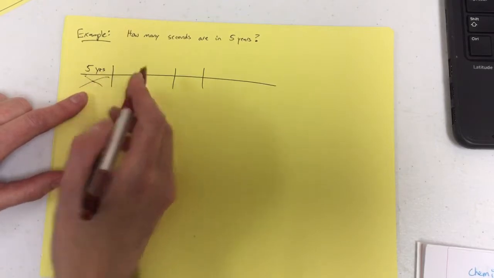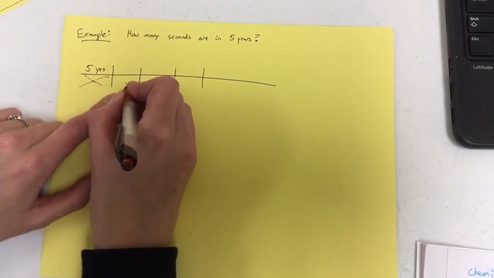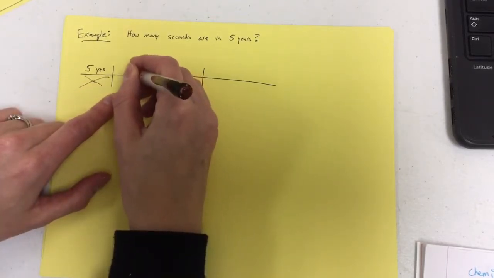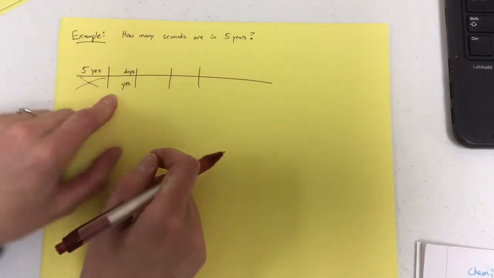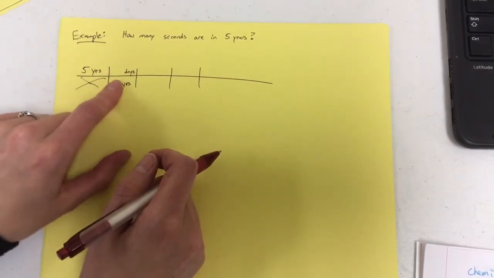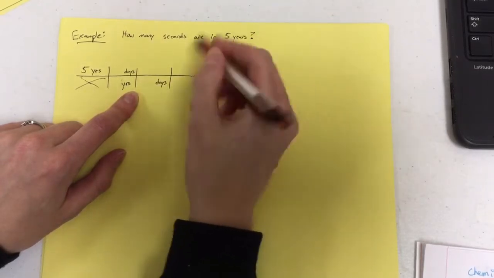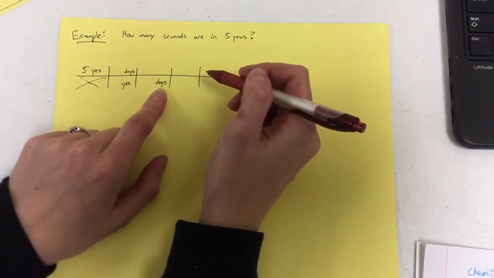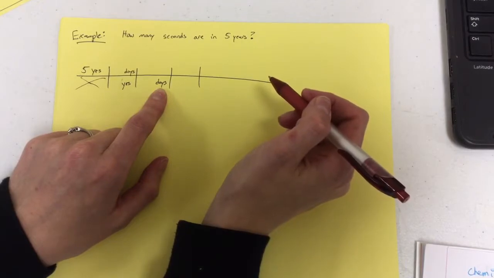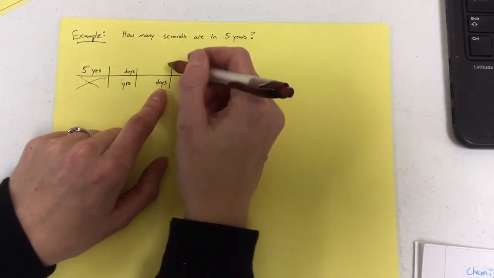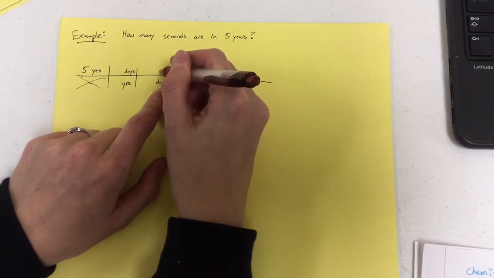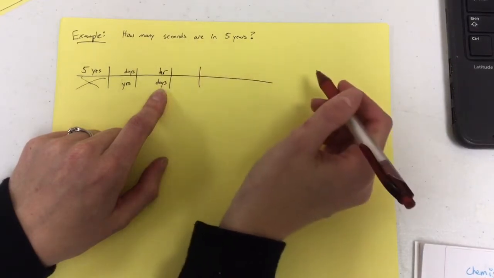So I've got 5 years here, so I need to get years to cancel out, so I'm going to put years here, and I know how many days are in a year. Do you know how many days are in a year? 365. Yeah, so we know that conversion. Days isn't what we want, though, we want seconds. So getting from days closer to seconds, what's another unit you're familiar with? How about hours? Do you know how many hours are in a day? 24. Okay, so I'll put hours there.